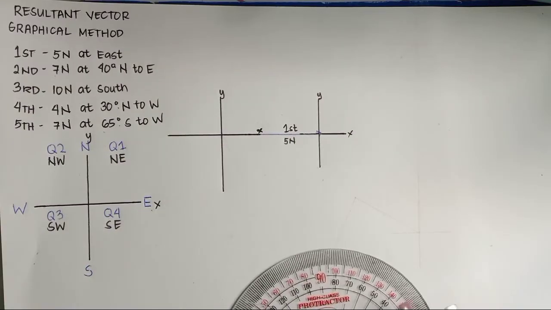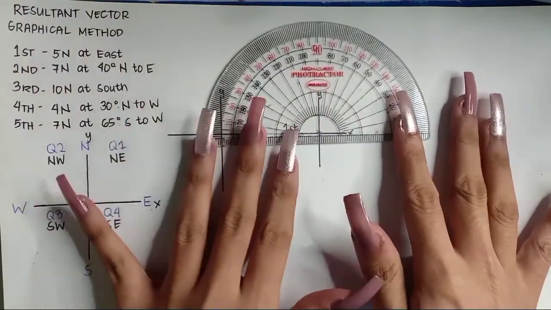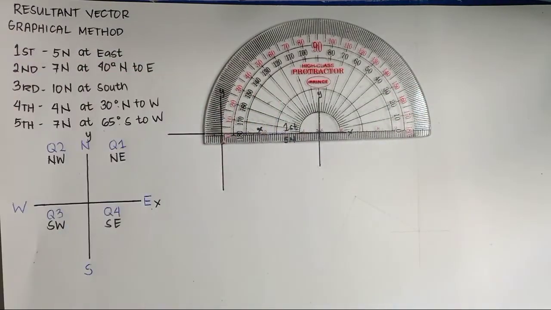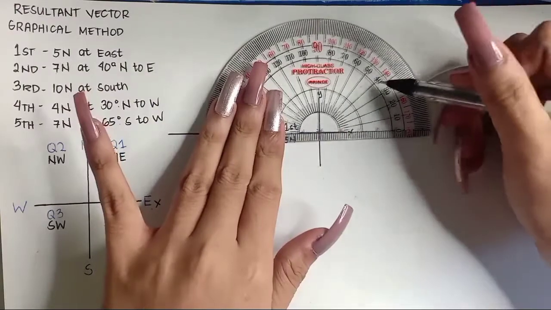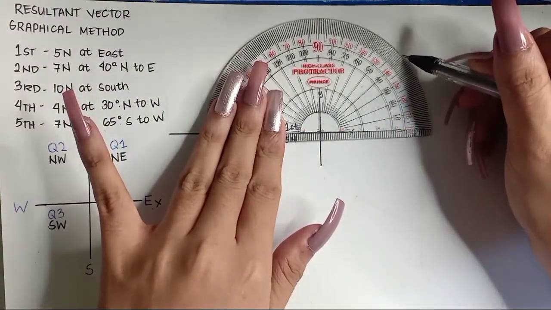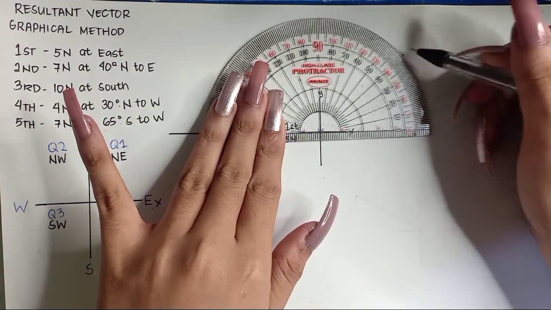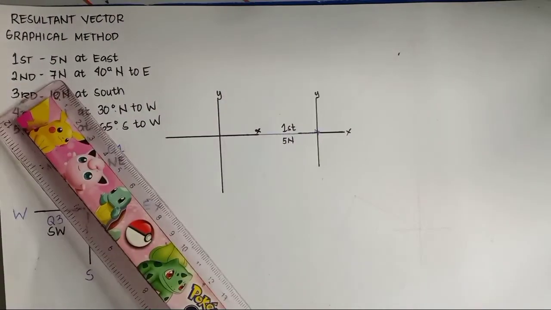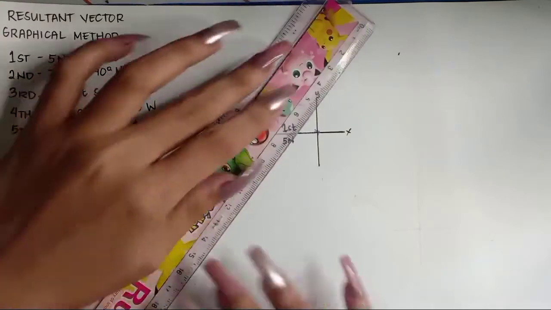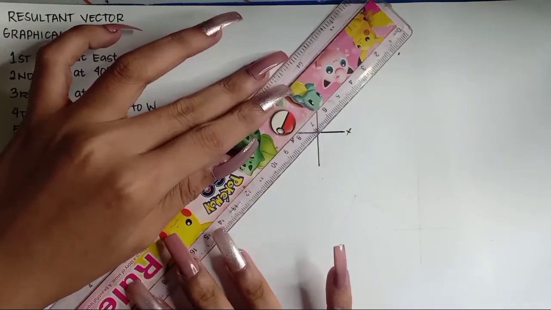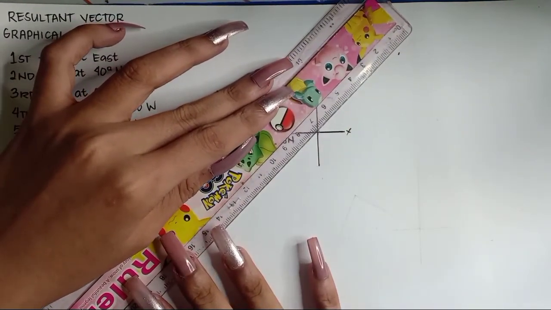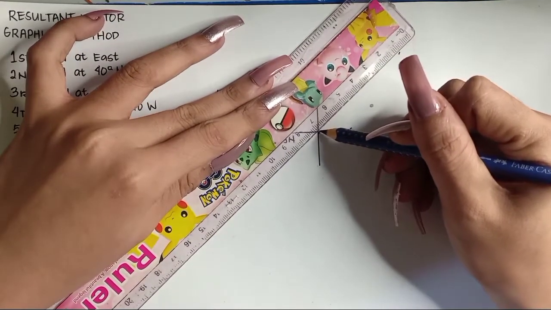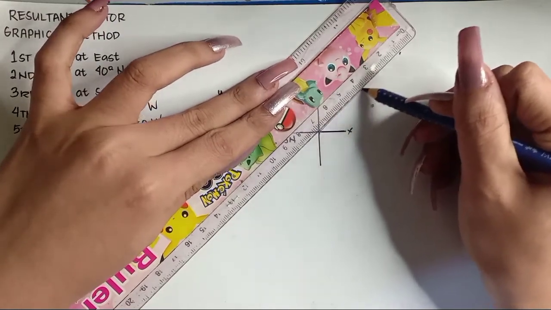So, kunin natin si protractor and itapat natin yung center sa origin. And ang sabi, 40 degree, ibig sabihin, eto siya. Tapos, itatapat lang natin, tapos lalagyan natin ng dot. So, ayan na yung 40 degree natin. Then, 7 Newton, kunin ulit natin yung ruler, and itapat natin sa 0. Dito na natin siya, yan. 7, 0. Tapos, kuha ulit tayo ng ibang color ng pen, and draw.